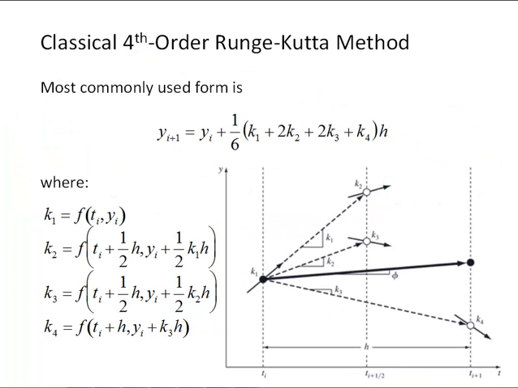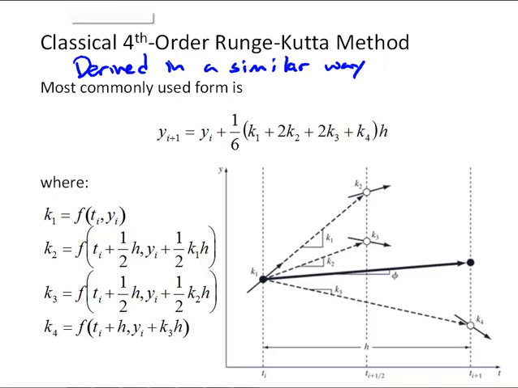Commonly used is a fourth order Runge-Kutta method, and the most common form for the classical fourth order Runge-Kutta method is yi plus 1 is equal to yi plus 1/6 of the quantity k1 plus 2k2 plus 2k3 plus k4, all times h. This is derived in a similar way to what we just did, but I'm not going to take you through that. It's quite a bit longer to get to the fourth order accurate truncation error. But you should recognize a lot of these different function evaluations.